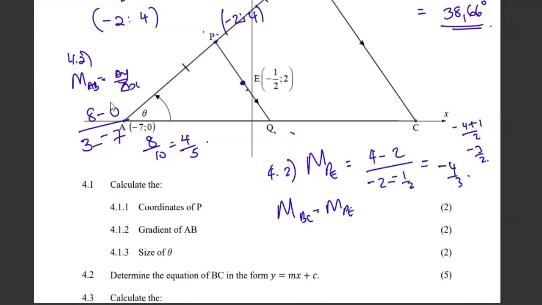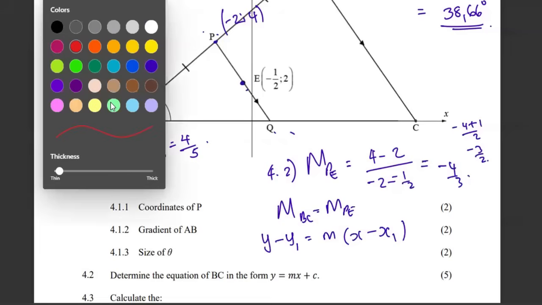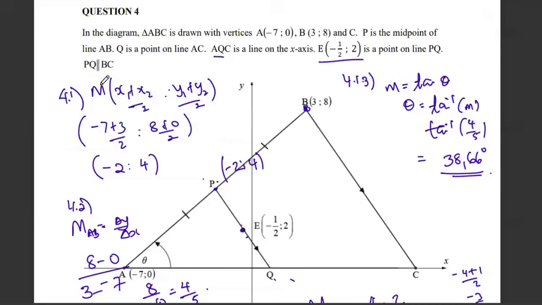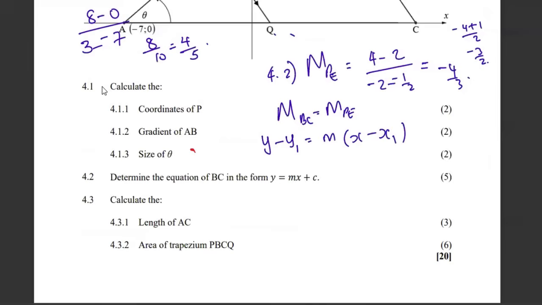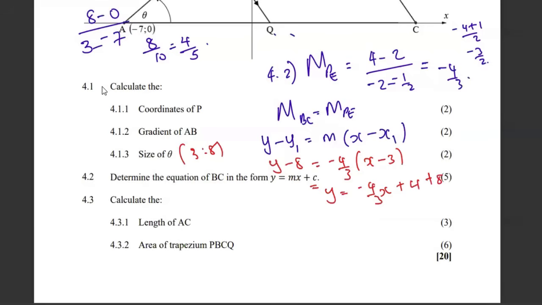If that's the gradient, we are saying the gradient of BC should be the gradient of PE. And y minus y1 is equivalent to m into x minus x1. So if we replace, we have 3 and 8 as our point of interest. So y minus 8 is equivalent to -4 over 3 into x minus 3. Open that up, -4 over 3x plus 4. And then when I move the 8, it's going to be plus 8. So it's -4 over 3x plus 12. Okay, so that is how we will get that equation.